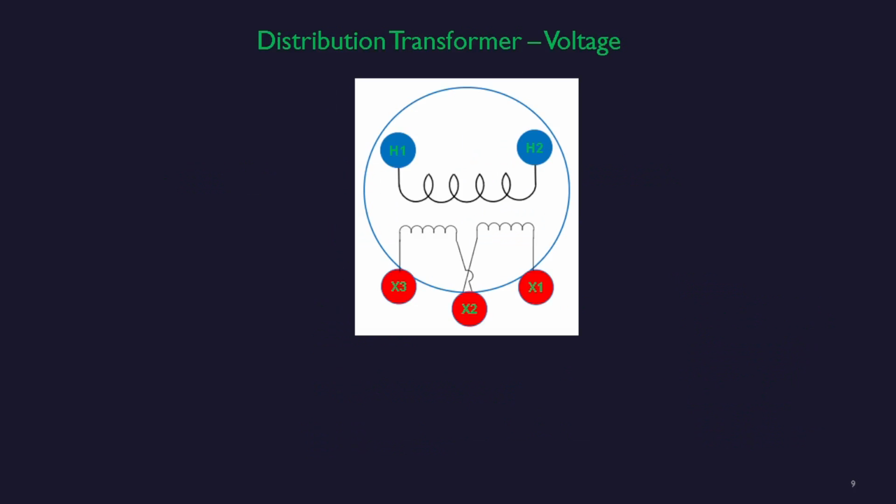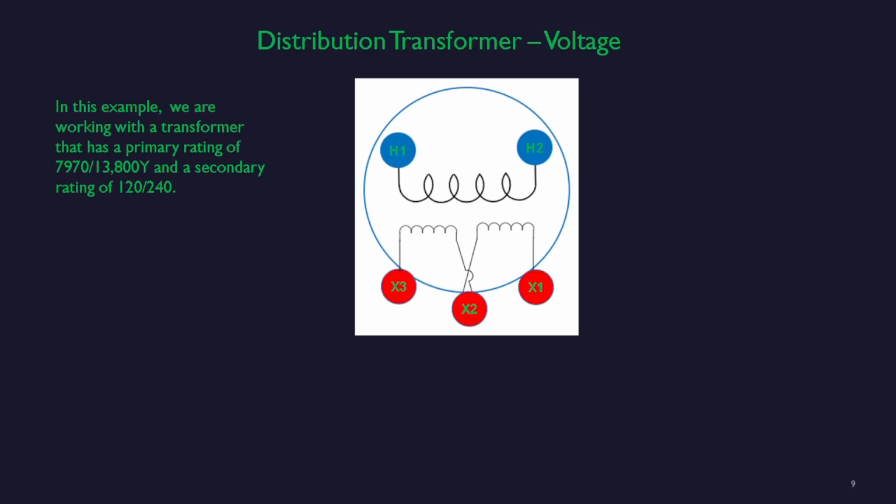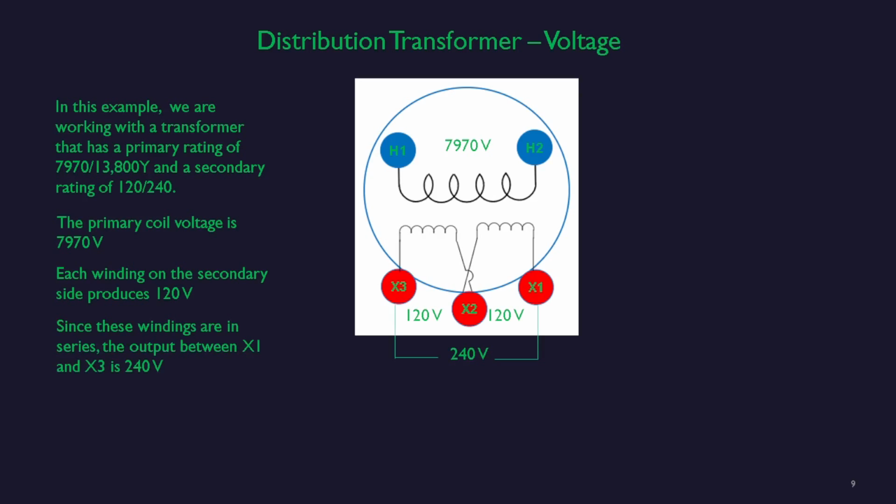The distribution transformer voltage can be determined by looking at the transformer's nameplate. In this example, we're working with a transformer that has a primary rating of 7,970 volts / 13,800 Y and a secondary rating of 120 / 240. The primary coil voltage based on this nameplate would be 7,970 volts. Each winding on the secondary side produces 120 volts. Since the windings are in series, the output between the X1 and the X3 bushings would be 240 volts.